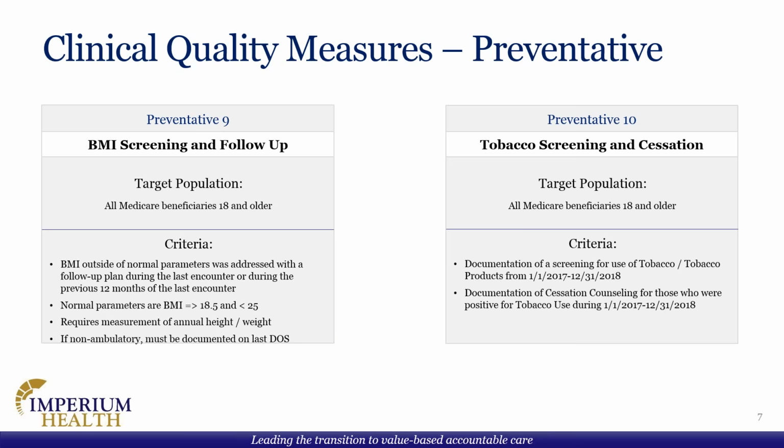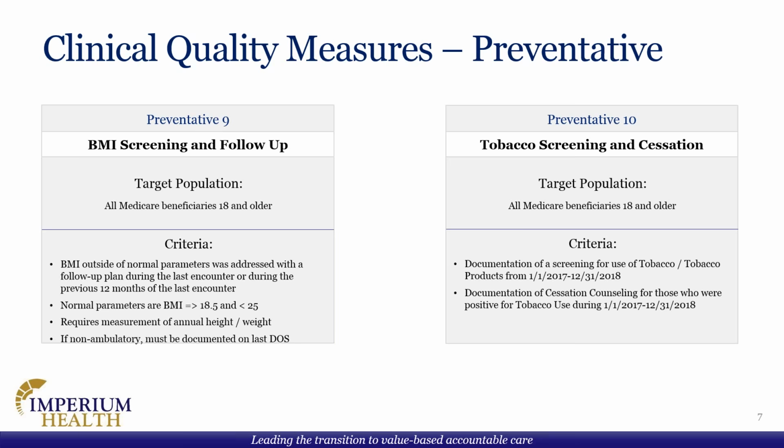The other preventative measure that involves a quick follow-up or quick screening is the tobacco screening and cessation measure. For this measure, we're required to do a screening of tobacco use or tobacco products use from January 1st of 2017 to December 31st of 2018. Documentation of that counseling is also just as important to make sure that it occurs during the year, and that counseling could be a simple discussion related to tobacco alternatives or health risks associated with tobacco use.